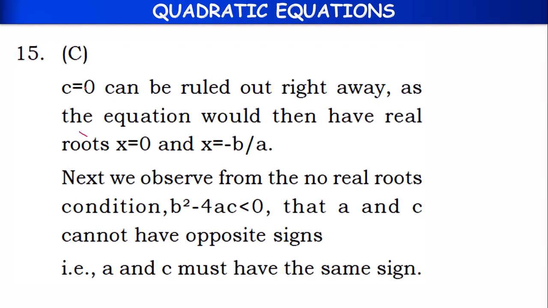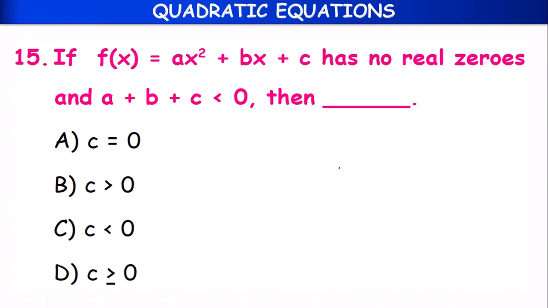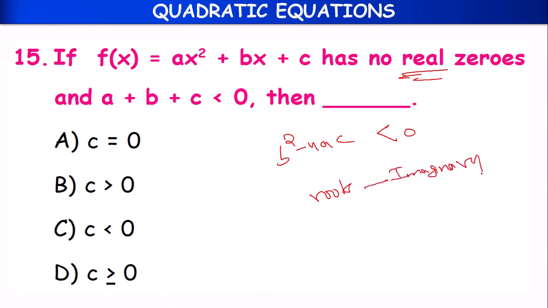Okay, children. So here, given that it has no real zeros, we know that if the discriminant value is less than 0, then the roots are considered imaginary. The roots are not real, they are imaginary. That means we have to find under which condition b square minus 4ac less than 0 is satisfied.